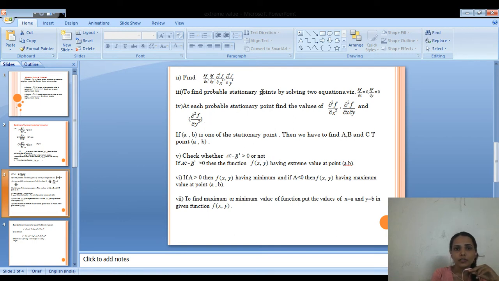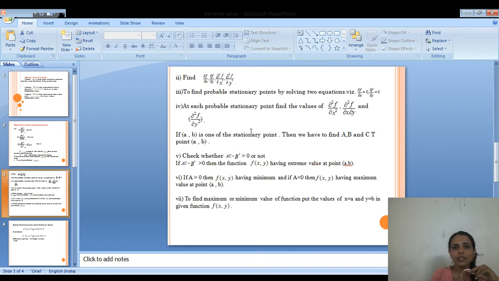Then after finding these values, find the probable stationary points by solving two equations, that is, the partial derivative of f with respect to x is equal to 0 and the partial derivative of f with respect to y is equal to 0.